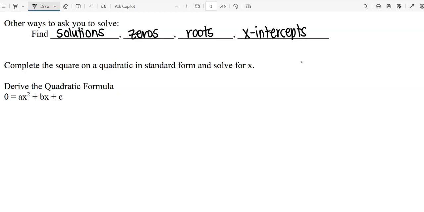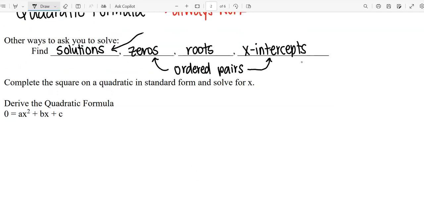When I ask you for zeros or x-intercepts, both of those require ordered pairs. Technically, when I ask you for the zeros of a function, I'm asking you for the location where your function is equal to 0. So that would be an ordered pair. When I ask you for x-intercepts, I'm asking you for where it intercepts the x-axis, which is also a point on your graph. So if it says zeros or x-intercepts, that is your indicator to give me ordered pairs, like we did on the opener. If I ask you for solutions or roots, you can just leave it as x equals. What questions do we have?